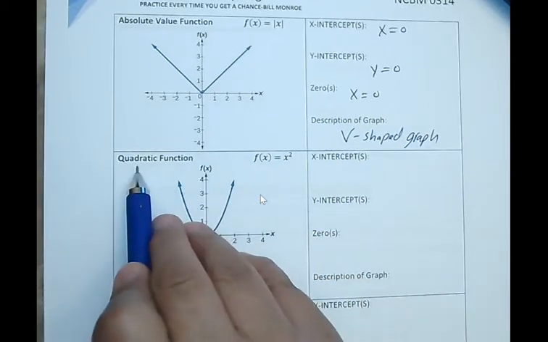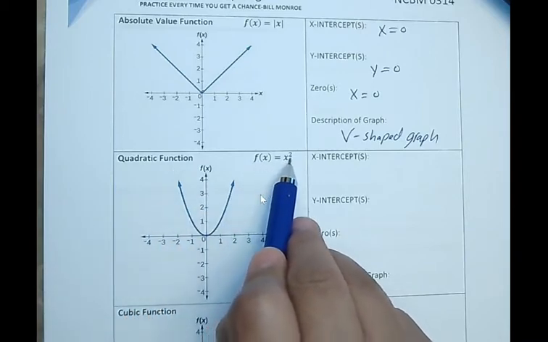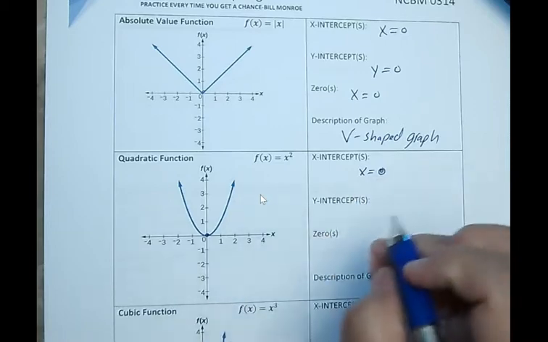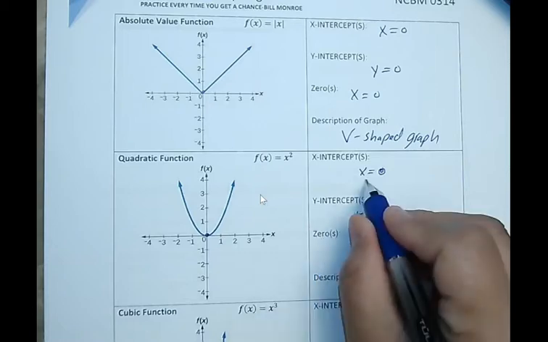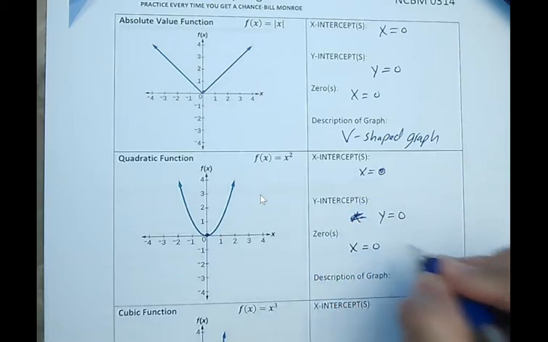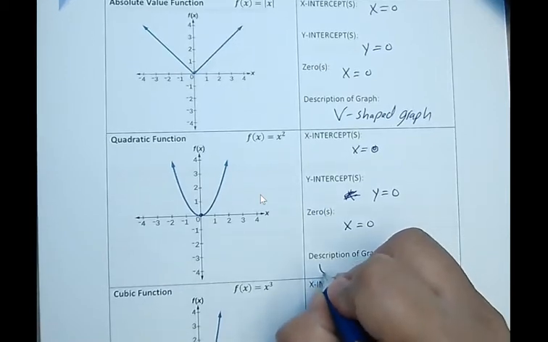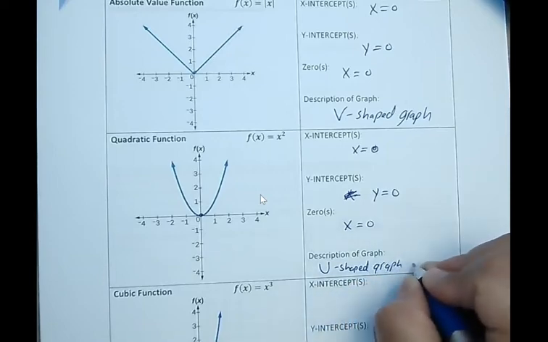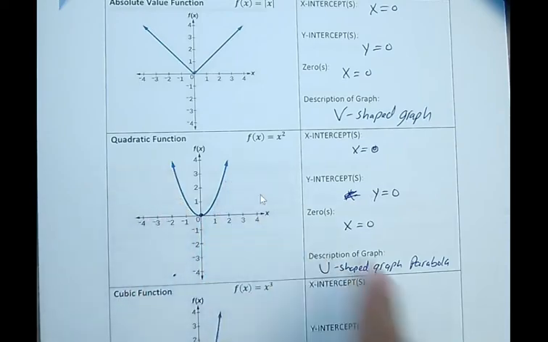The next one is called the quadratic function, and here you see the equation is f of x equals x squared. So your highest exponent would be a 2. The x-intercept is at x equals 0. The y-intercept is at y equals 0. And the zero is the same as the x-intercept, so x equals 0. When you graph these, you're going to get a U-shaped graph, and we call it a parabola. Okay, so this is more of a U-shape.